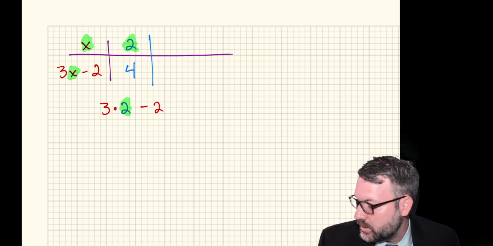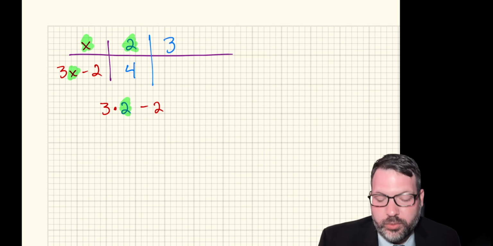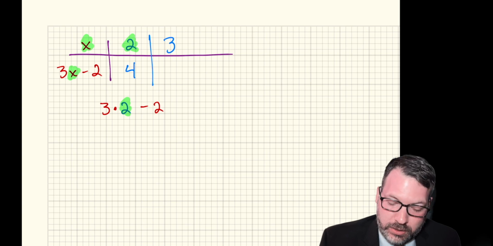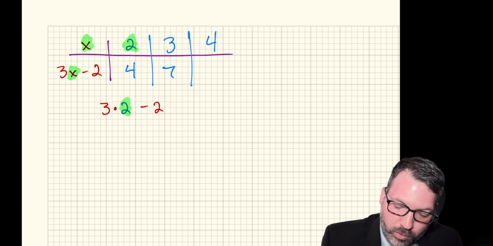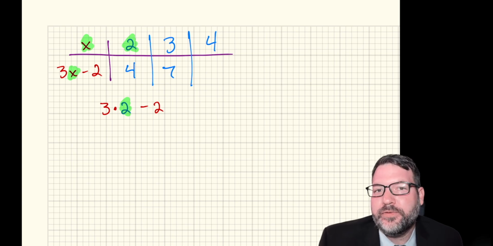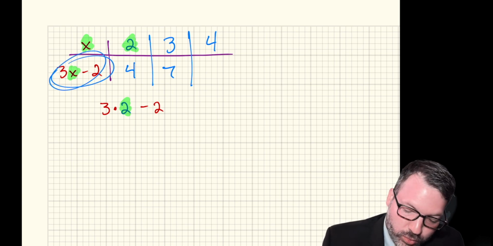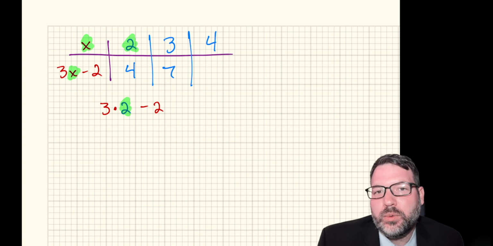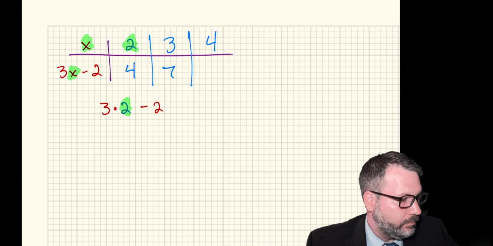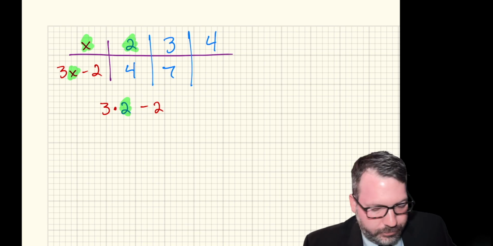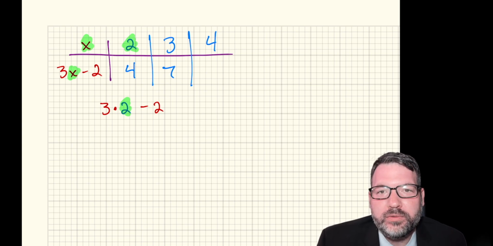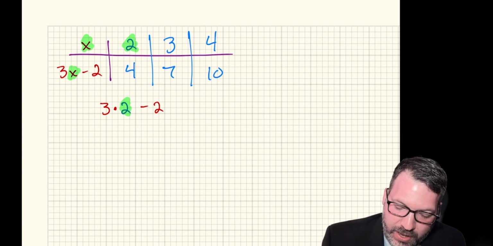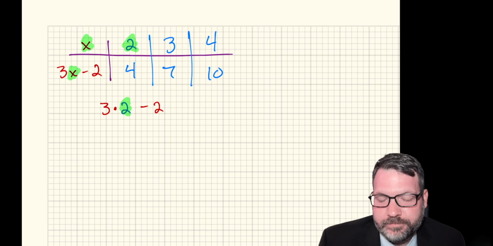We can do this across the table when we plug in 3. 3 times 3 makes 9. Minus 2 is 7. And one more time, I want you to figure out what is the output when the input is 4. What happens if we use this rule, but for x, we let it equal 4? Take a moment and figure that out. Three times 4 is 12. 12 minus 2 is 10, and so our output will be 10.